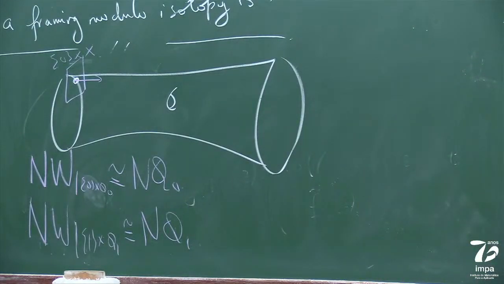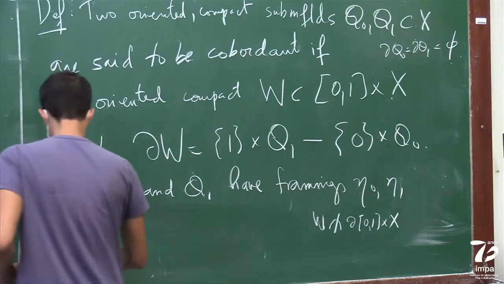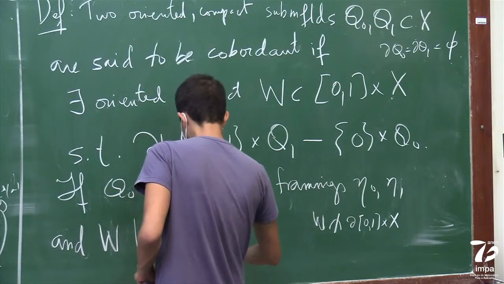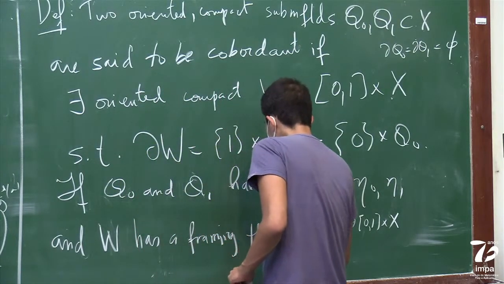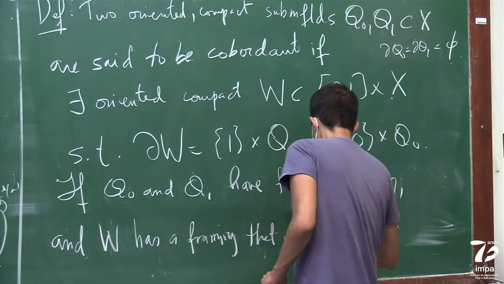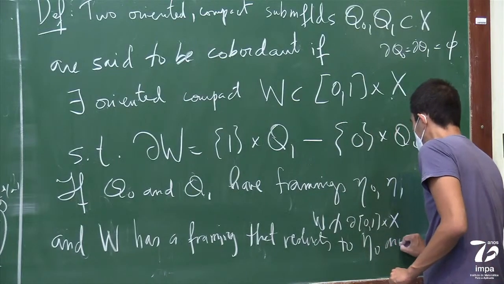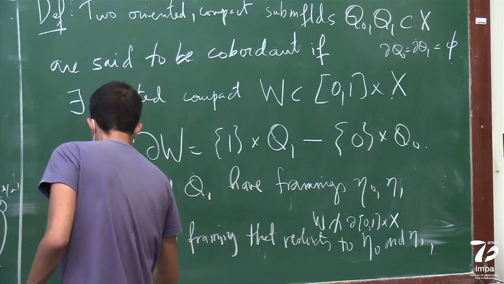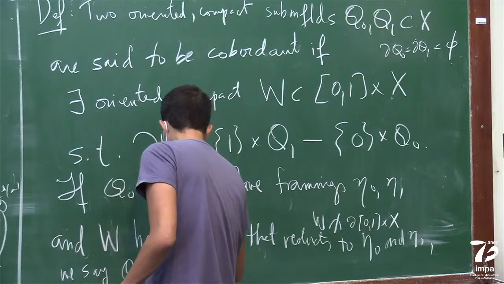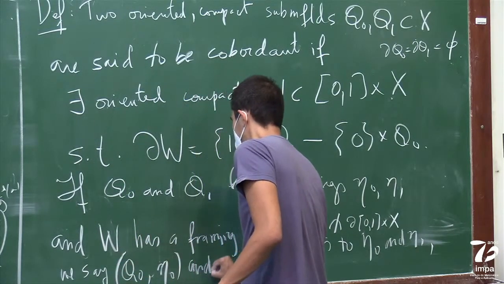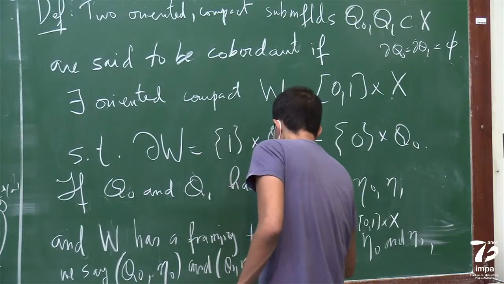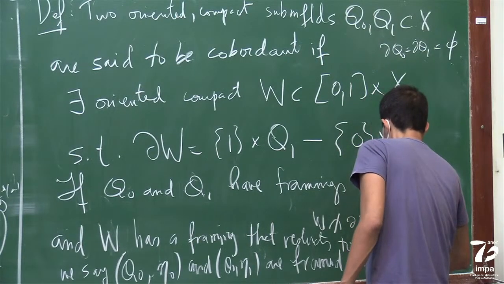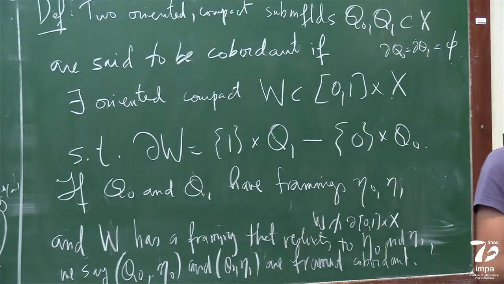So if Q0 and Q1 have framings, and W has a framing that restricts to eta 0 and eta 1, we say that Q0, eta 0 and Q1, eta 1 are framed cobordant. Okay?